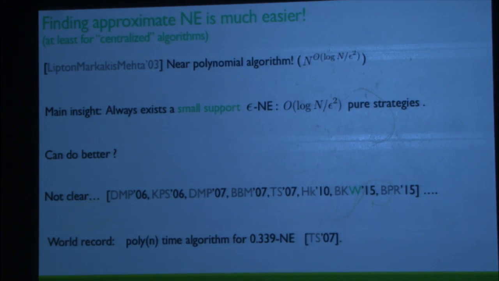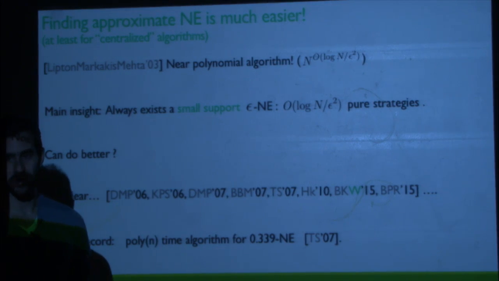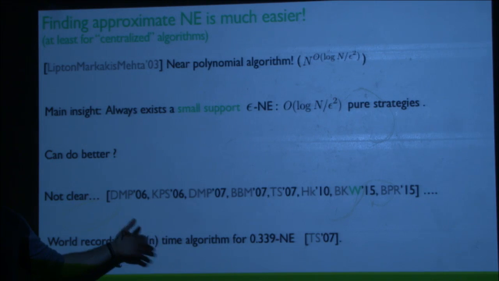There might be. So the question: because it's an additive error, don't you have to normalize things somehow? Yeah, so no. Entries are between -1 and 1 throughout the entire talk. Okay, and the race continues.